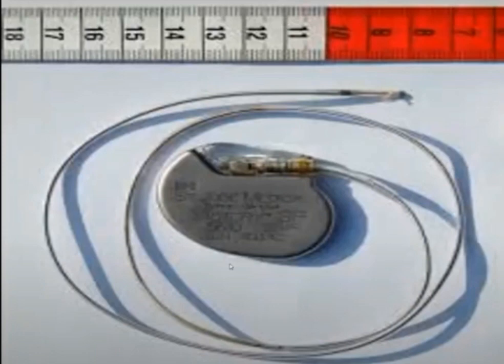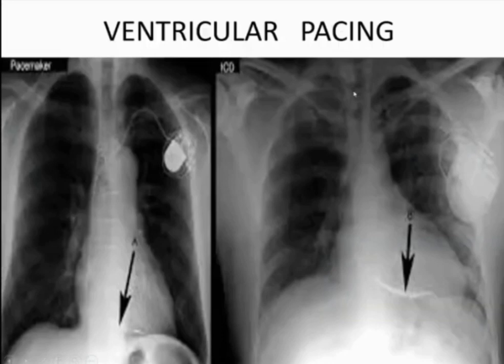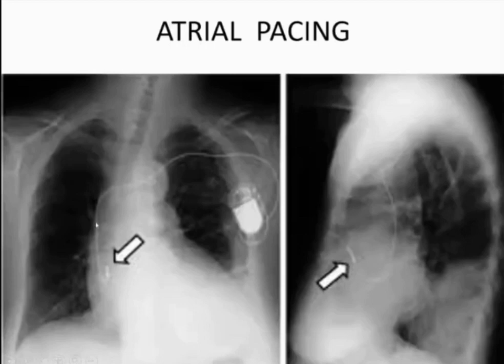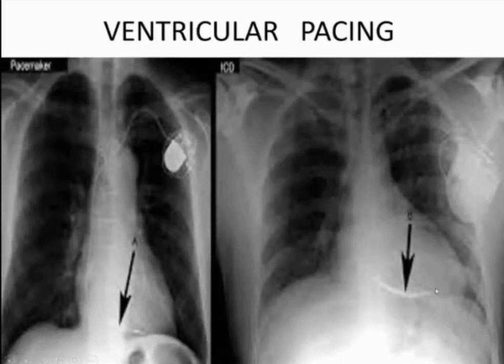This is a pacemaker generator. You can see here how they are connected to the lead here. This is a lead, the ventricle lead. This is the atrial pacing. We are leading here in the right atrium, okay, in the lateral and AP view. And this is the ventricle pacing. Okay, it's not very clear, I think, here, but here it's more clear. Ventricle pacing.